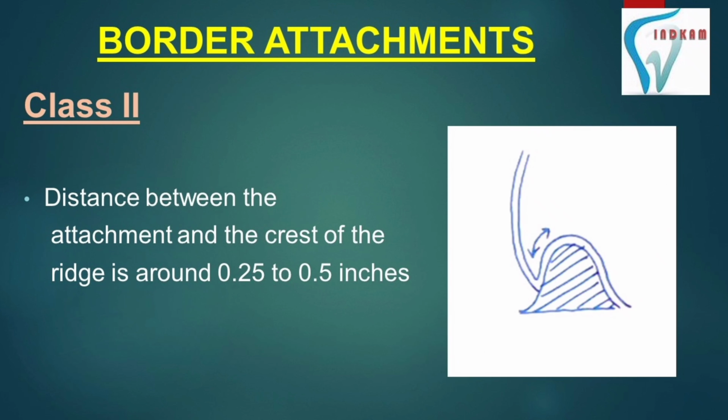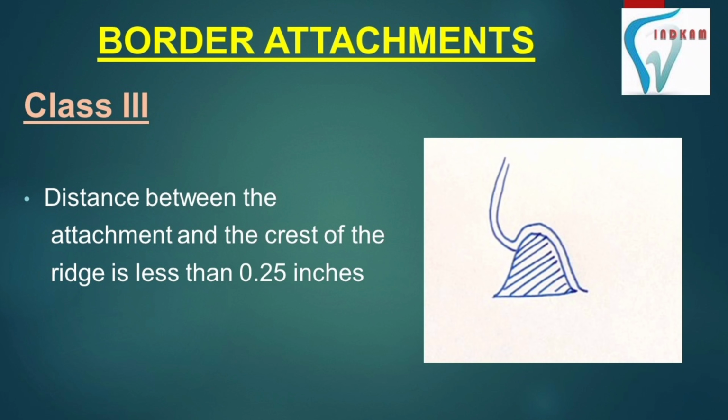Class 2. Distance between the attachment and the crest of the ridge is around 0.25 to 0.5 inches. Class 3. Distance between the attachment and the crest of the ridge is less than 0.25 inches. You can see the same in the picture. The attachment is very near to the top of the ridge.